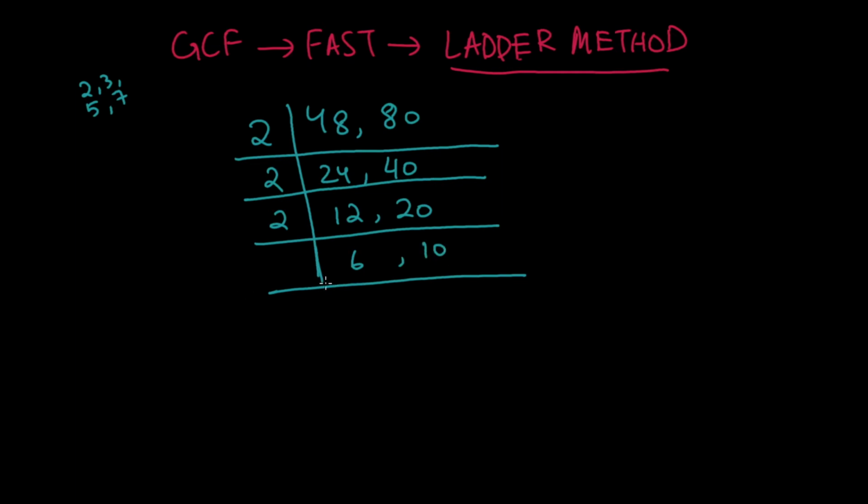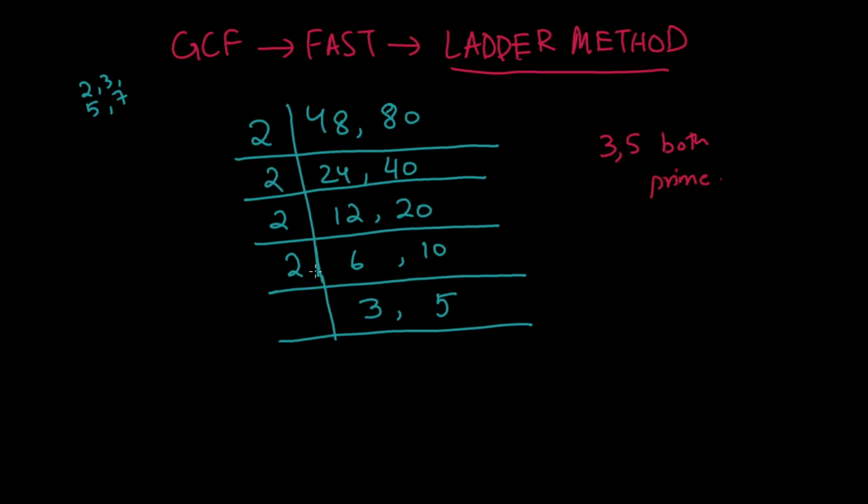So let's keep going. What number divides 6 and 10 both? That's going to be 2. And then you have 6 divided by 2 is 3, and 10 divided by 2 is 5. So what number divides both 3 and 5? And the answer to that is only 1, because 3 and 5 are both prime.